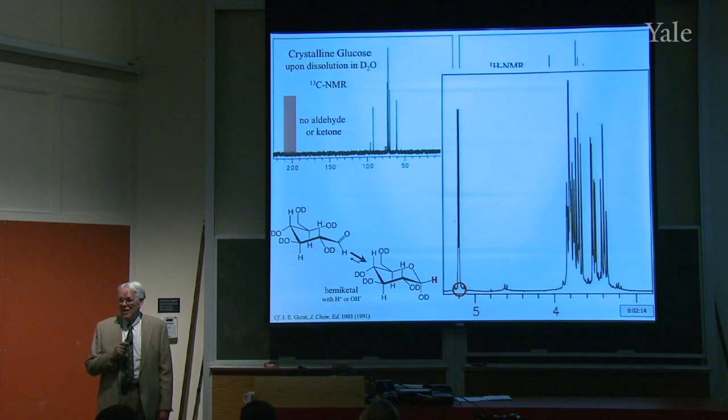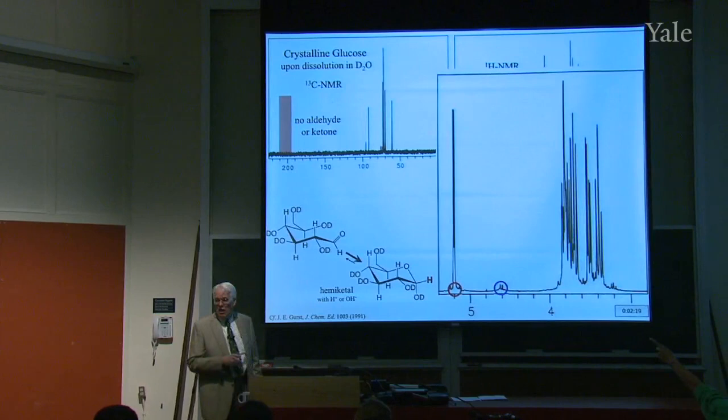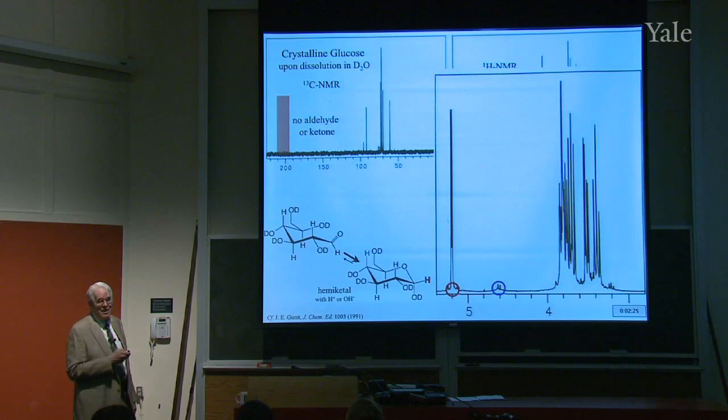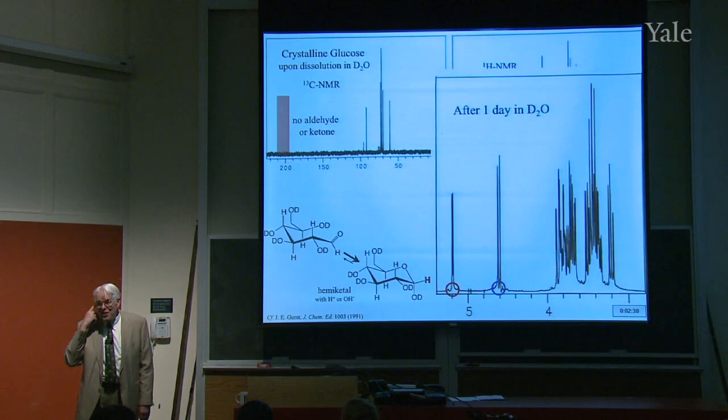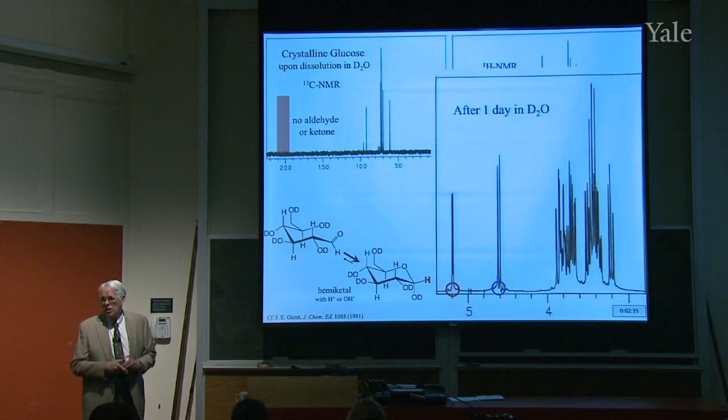So it's way downfield. Now, notice that there's a little peak here, a little doublet. What's that due to? Well, it could be just impurity, but it's not. Because if you let it sit a day, it grows and the other one shrinks, right? It's also downfield, right? So it looks like it's got more oxygens on it. Anybody got an idea?